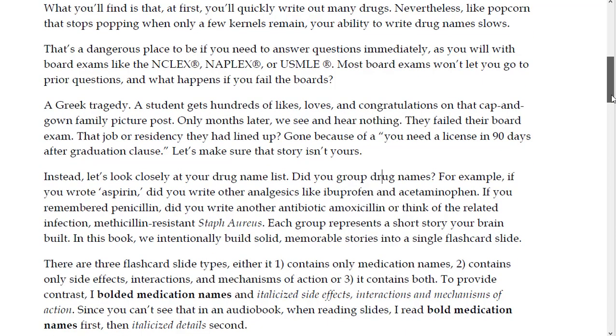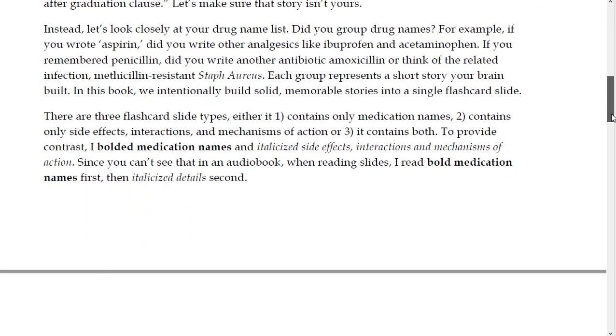Instead, let's look closely at that drug name list. Did you group drug names? For example, if you wrote aspirin, did you write other analgesics like ibuprofen and acetaminophen? If you remembered penicillin, did you write another antibiotic, amoxicillin, or think of the related infection, methicillin-resistant Staph aureus? Each group represents a short story your brain built. In this book, we intentionally built solid, memorable stories into a single flashcard slide.